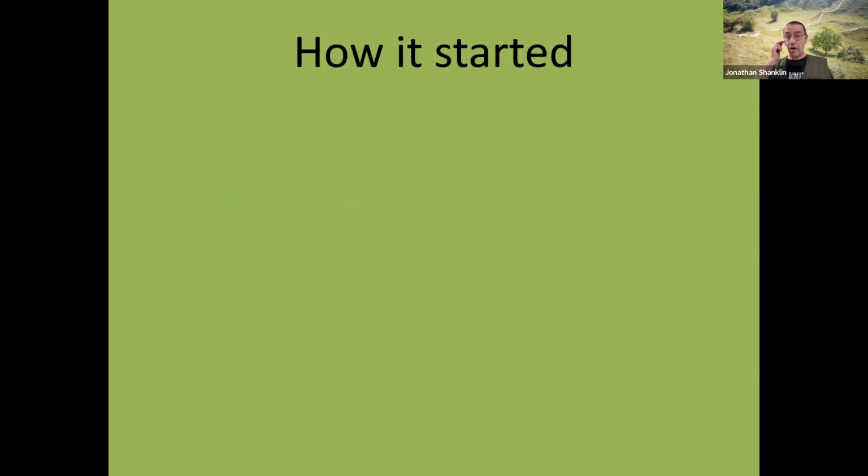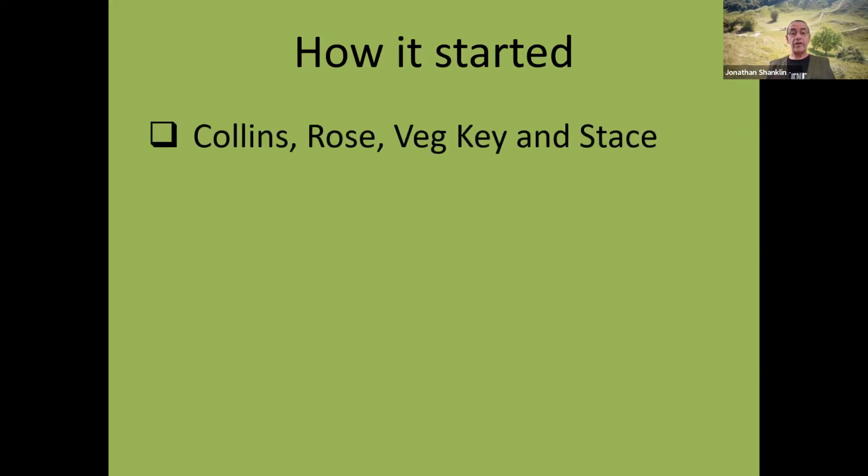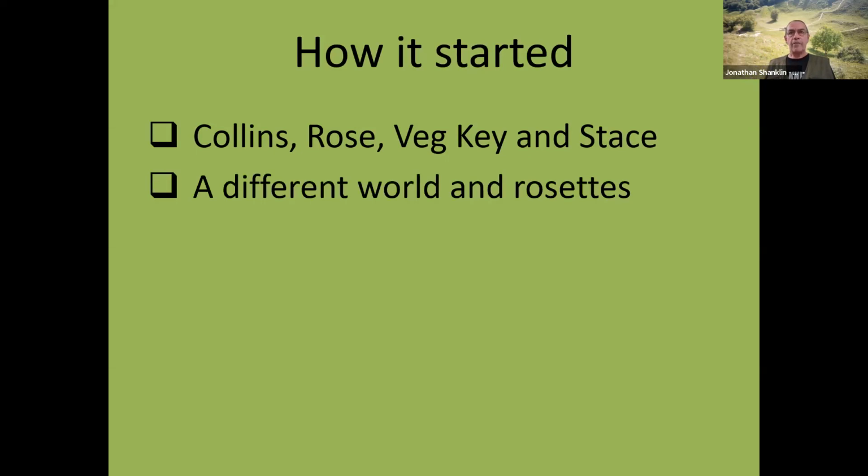Quick brief history of how it started, because some people are saying, why are you doing this? In 2016 I started botany properly, using books, just picture matching. So I was into Collins, Rose, Veg Key and Stace, but it was the Veg Key that got me really interested in a lot of the smaller aspects, things like dendritic hairs, smells, all that sort of stuff that you get in pollen that you don't get in other floras or guides. That took me further into looking at rosettes. I was thinking, well, what's that? And what's that? I was constantly asking questions.